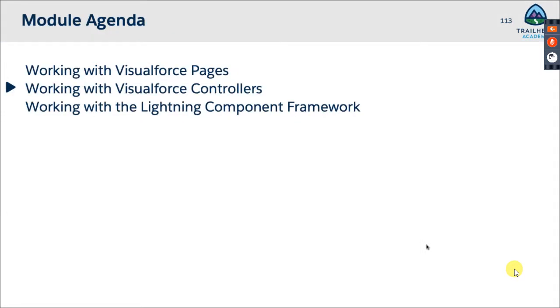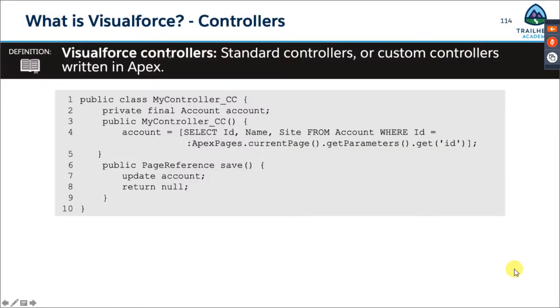Now, talking about the controllers that go behind the scenes on a Visualforce page, we have Visualforce controllers, which could be either standard controllers written by Salesforce, custom controllers written by you in Apex, or controller extensions also written in Apex by you. So in this particular example, we see that in the constructor, we're making a SOQL query. We're putting the colon to precede a value that we're getting from the URL, from the ID parameter of the URL for the current page.